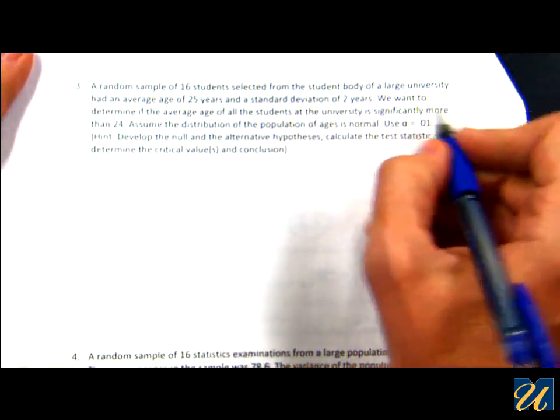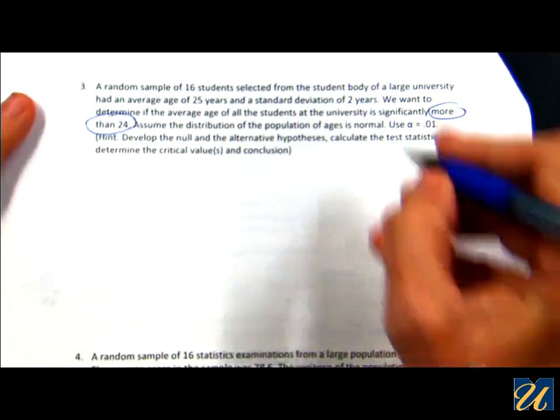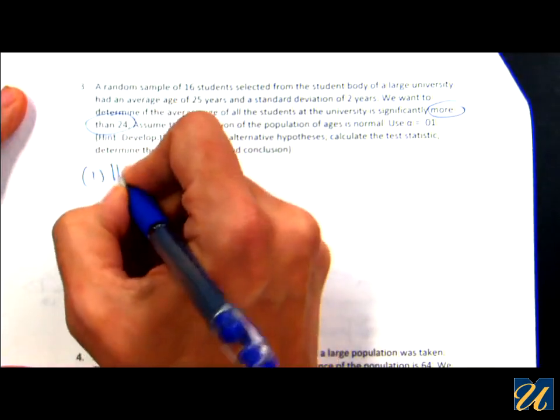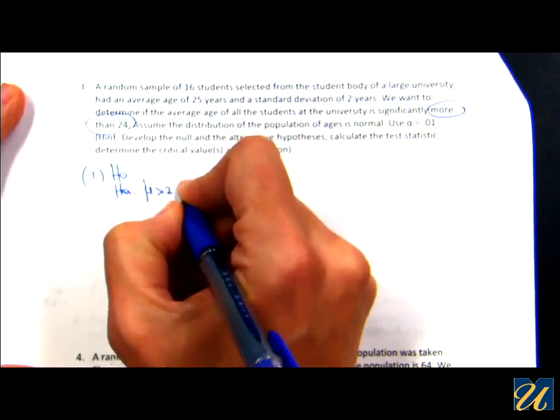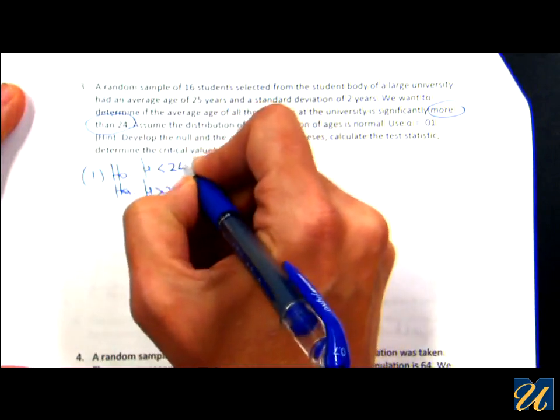A random sample of 16 students selected from the student body of a large university had an average age of 25 years, standard deviation of 2 years. We want to determine if the average age of all the students in the university is significantly more than 24. So alpha is 0.01. Let's start with the hypothesis set. More than 24, I'm giving you the alternative, mu greater than 24. H0 will have mu less than 24.